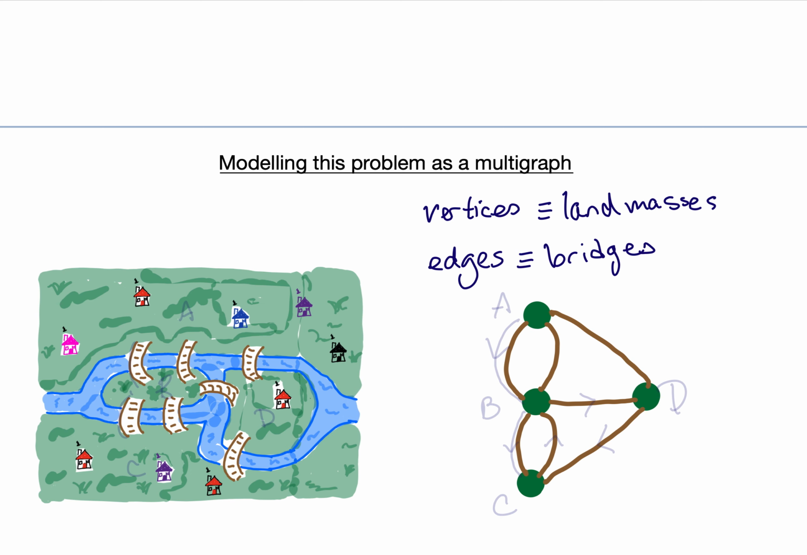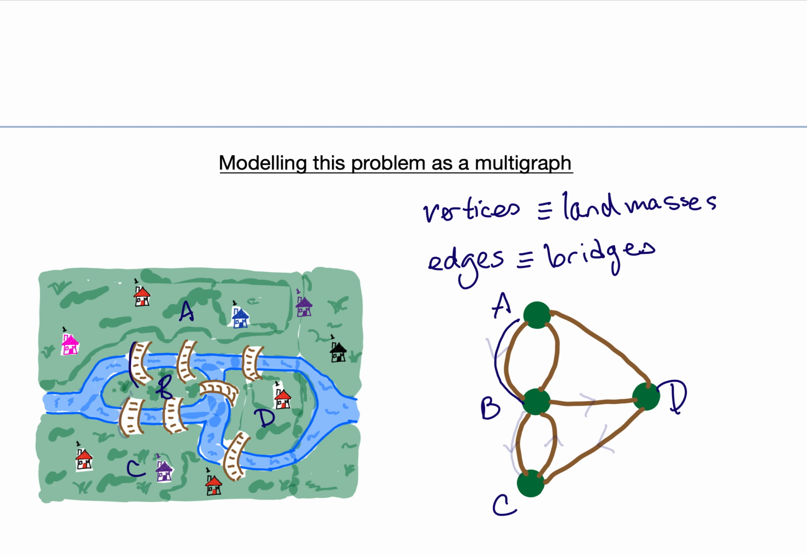And we see that the vertices of this graph would be our land masses. This land mass could be our first vertex, A. B, this land mass could be our second vertex. C, this is another vertex. And D, that's the last land mass that's not connected to the rest, is our 4th vertex. And we see that these edges represent the bridges connecting these land masses together. So this first bridge is this edge from A to B, and so on.